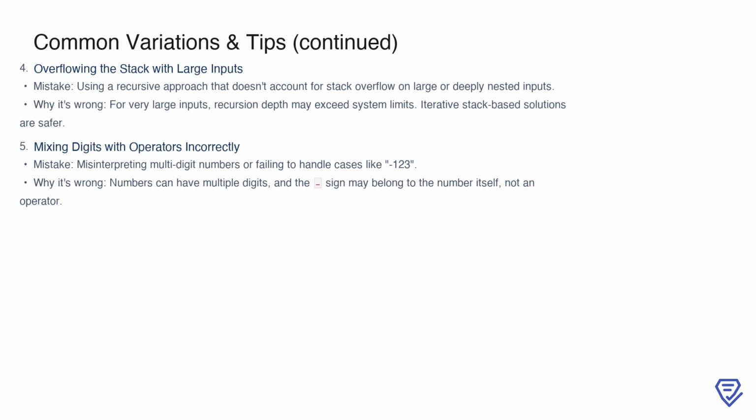Another mistake is mixing digits with operators incorrectly. For example, failing to interpret multi-digit numbers or not recognizing that -123 represents a negative number, not subtraction followed by 123. Misinterpreting such input can cause incorrect results. Always ensure that your solution handles multi-digit numbers and correctly associates the minus sign with numbers where needed. By being cautious of these issues, you can create a more reliable and accurate implementation.